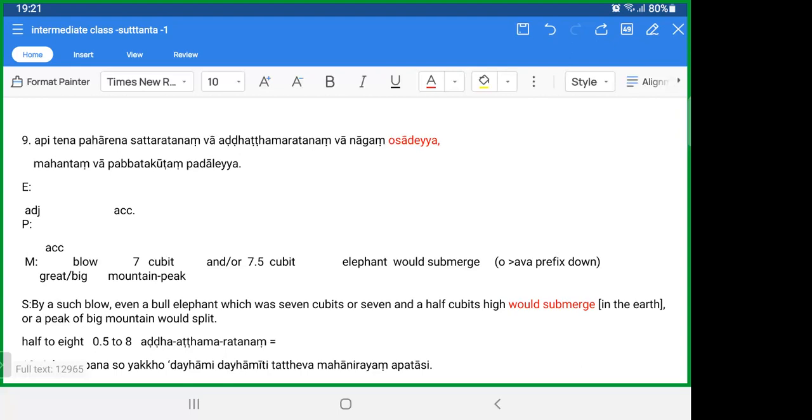Okay, so next person, do you want to help me with the English or Pali or the meaning? Anybody want to try? A different person, let other students try also. Anybody?